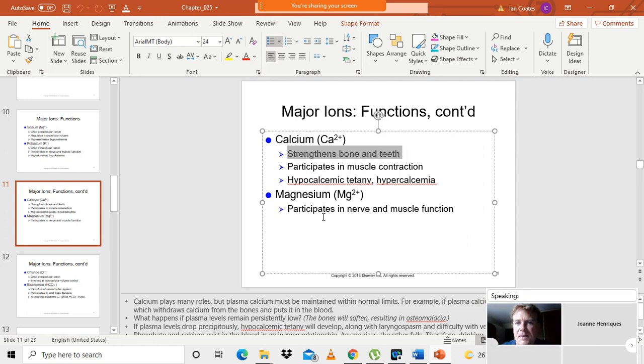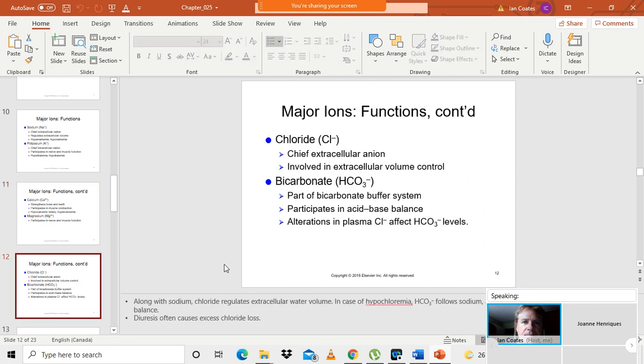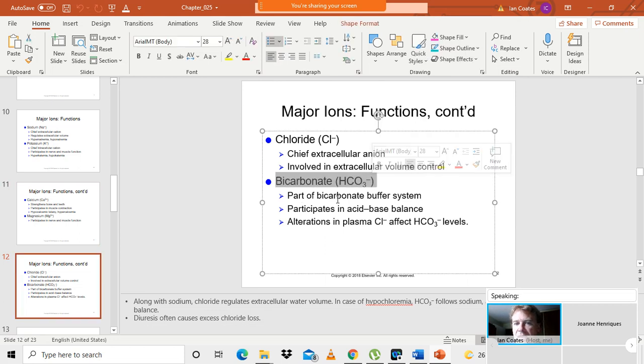Magnesium participates in nerve and muscle function. You've got chloride, bicarbonate. You guys have seen this there for the respiration system. Okay. It's what we call a buffer.